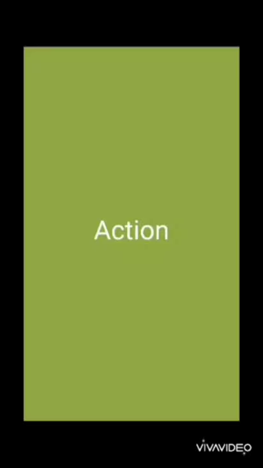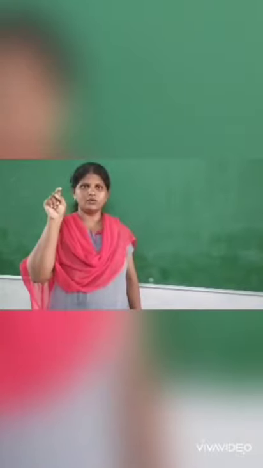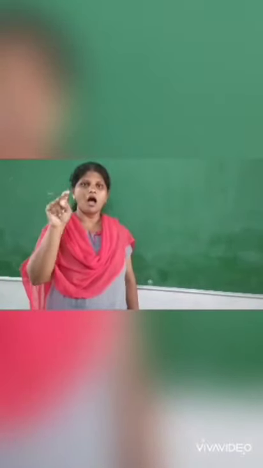Children, what is the name of this letter? The name of this letter is O. Children, tell me what is the name of this letter? O. Can you tell me what is the sound of this letter? The sound of this letter is o. Children, tell me what is the sound of this letter? O. Let us say the sound with action. Children, keep your hand like this. Let us do the action and sing along with the song.